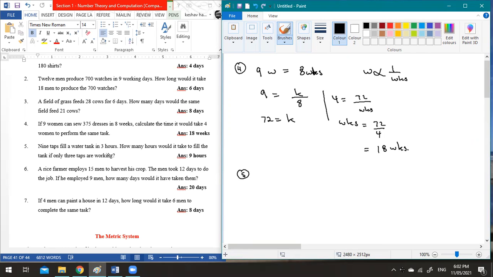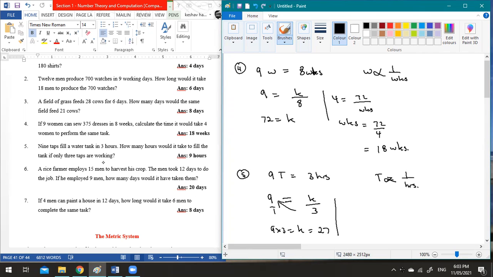9 taps fill a water tank in 3 hours. How many hours will it take to fill the water tank if only 3 taps are working? So 9 taps is equal to 3 hours, right? So the number of taps is inversely proportional to the number of hours, right? So 9 is equal to k over 3, cross multiply, 9 by 3 is equal to k, which is 27.